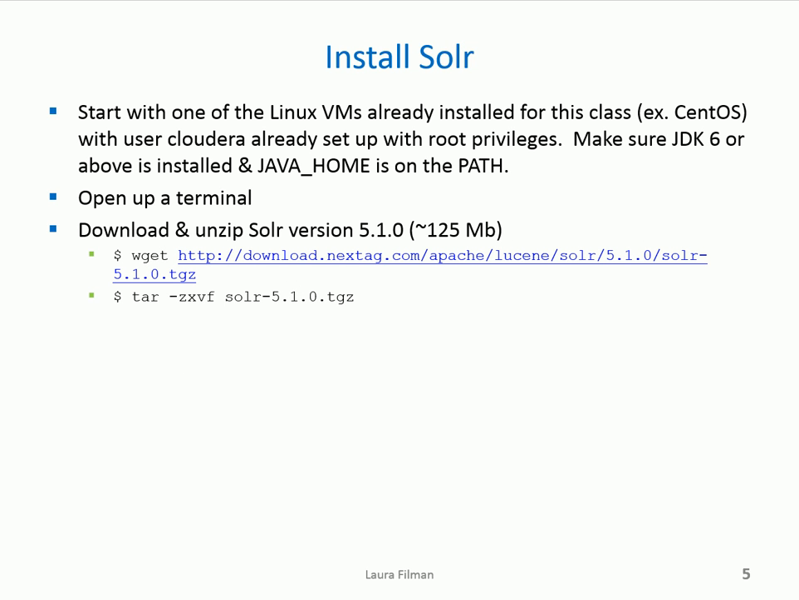Okay, so how do we install Solr? So, to install Solr, you will need to download Solr 5.1.0. It's the latest version as far as I know. And I've provided it on one of the Linux VMs that we've installed for this class because that's just easier. And you will just want to make sure that JDK6 or above is installed and that Java Home is on the path. So you get the package and you unzip it, and then you can start using it.